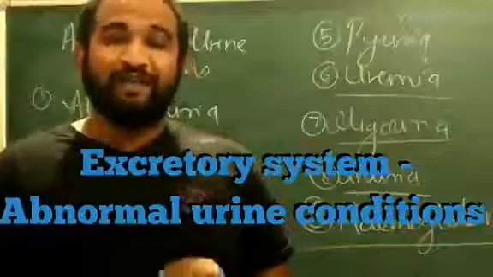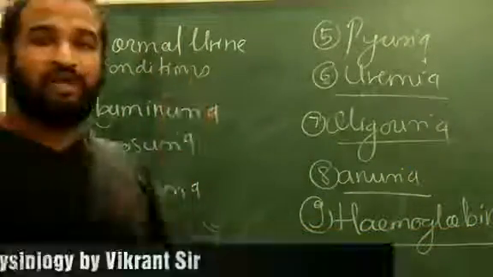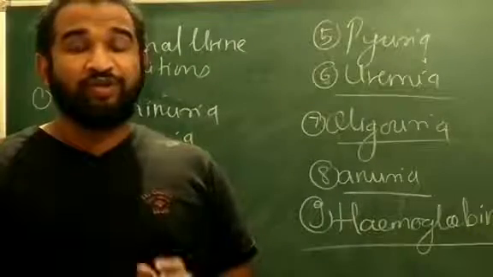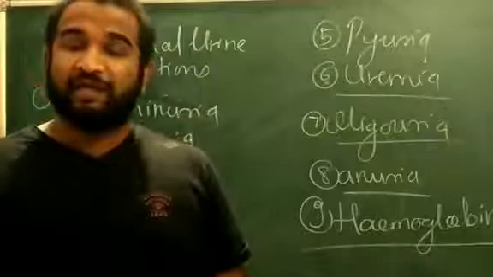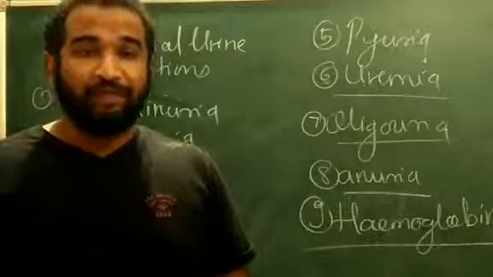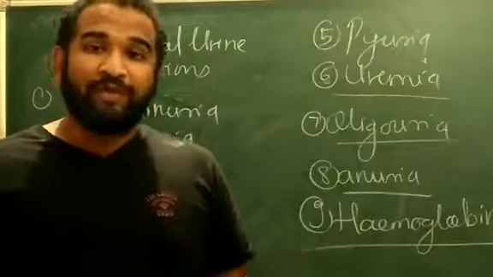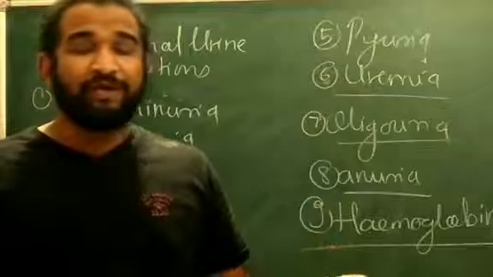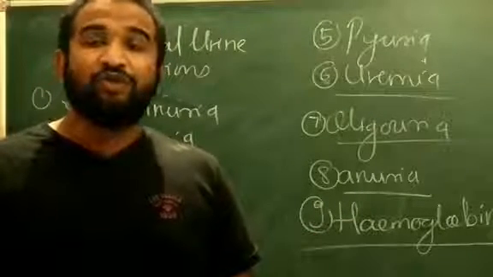Hello everyone, in this video we will study the abnormal urine conditions. We studied how the concentrated urine is formed in the nephrons. When the urine is formed in the collecting duct, from the collecting duct it goes to the ducts of Bellini. From the ducts of Bellini it goes to the renal pelvis. From the renal pelvis it goes to the ureter, and from the ureter it goes to the urinary bladder. So this is the urine.